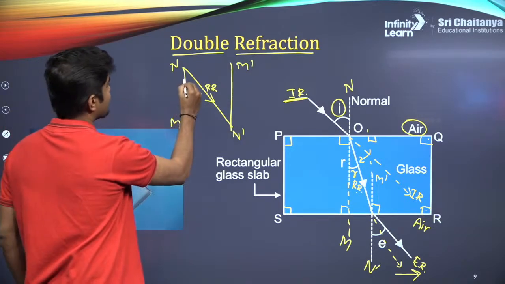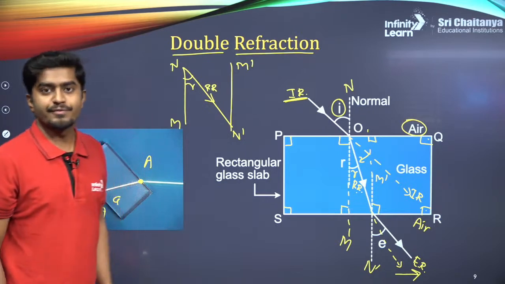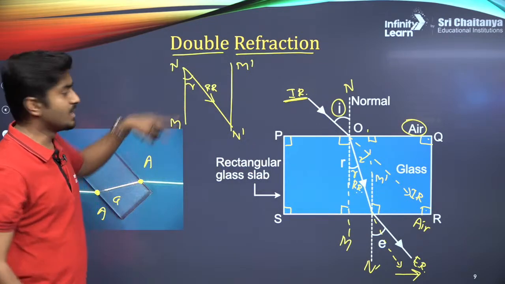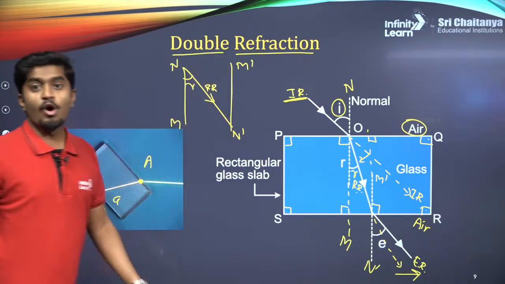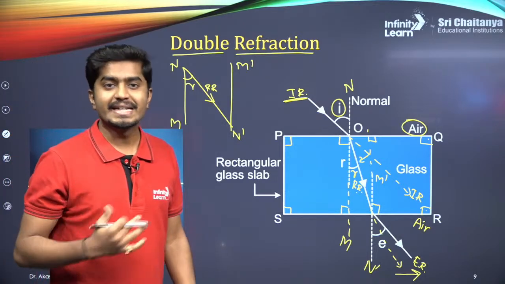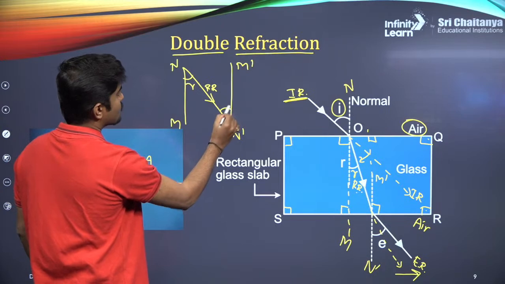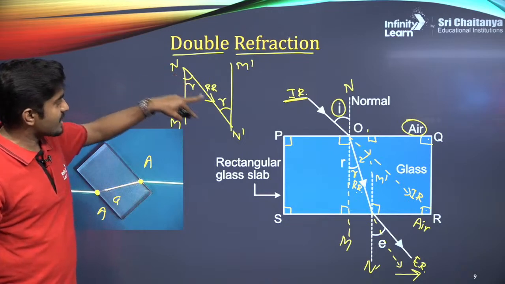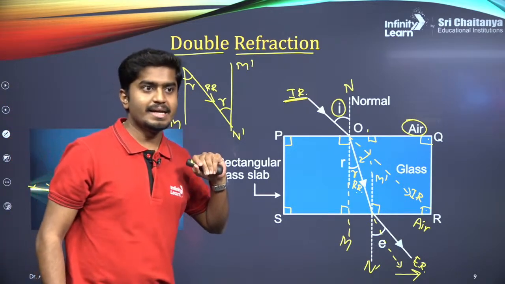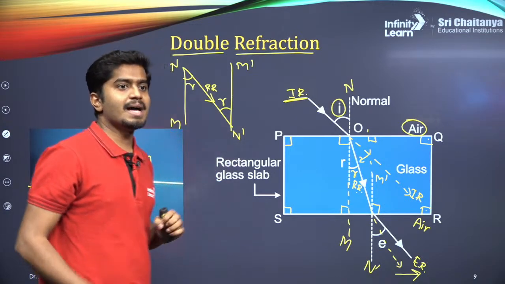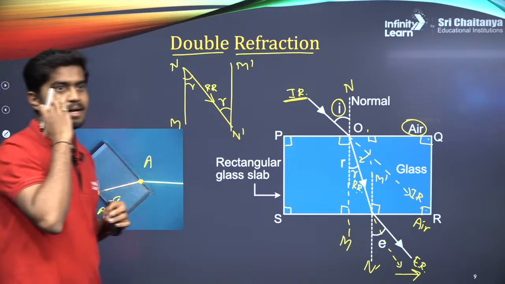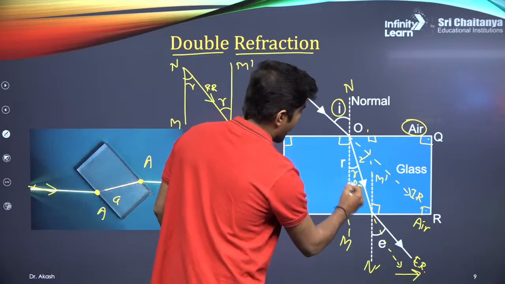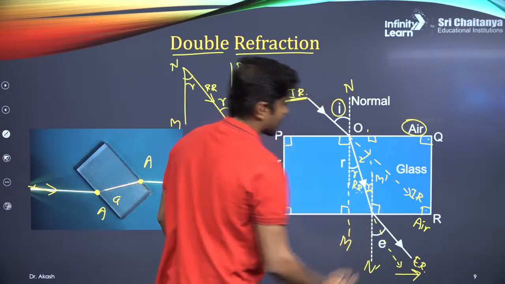What was this angle here? This angle was the angle of refraction. The angle between the refracted ray and the normal is the angle of refraction. Now, using the property of alternate interior angles, these two angles should be equal. So if this is R, this is also R. Clear? Alternate interior angles. So just remember, if this is R, this will also be R.